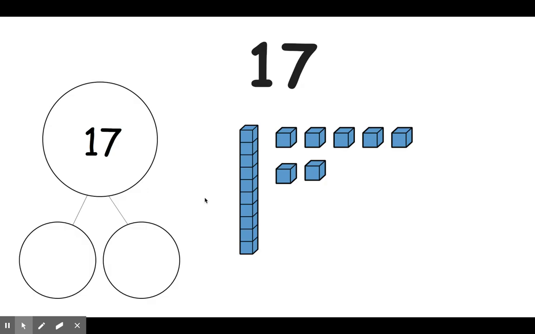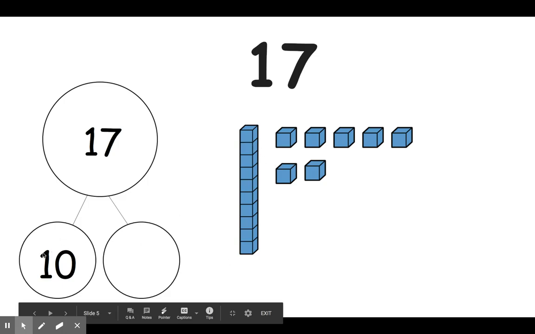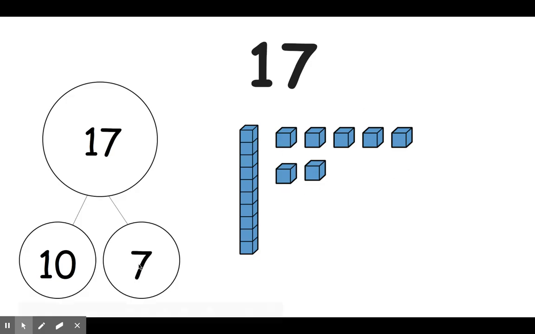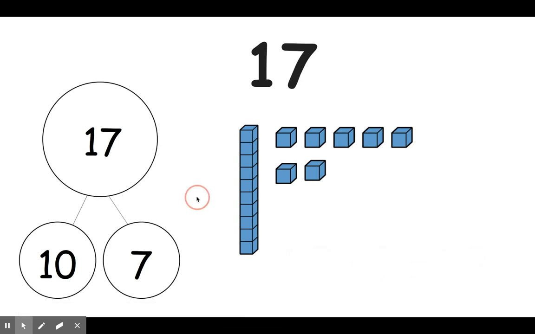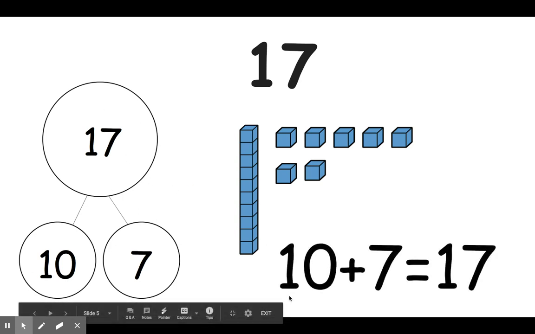So let's do the number 17. Here's the number 17. It's our whole. That's the total. That's the number we're working with. The number 17 can be broken down into the parts. Tens, which this one has 1 ten, which is one group of 10 equals 10. And the ones, 7 ones. So when we put 17 in a number bond, two parts could be 10 and 7. And those two parts together equal the whole, which is 17. So we can say 10 plus 7 equals 17.